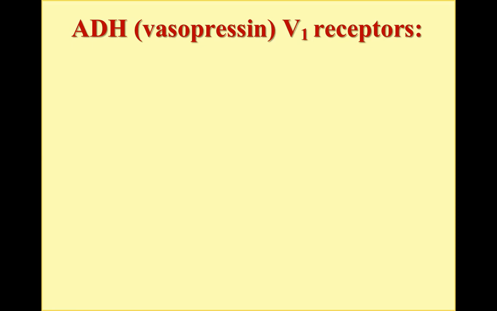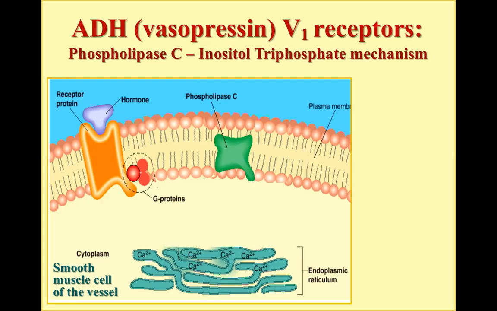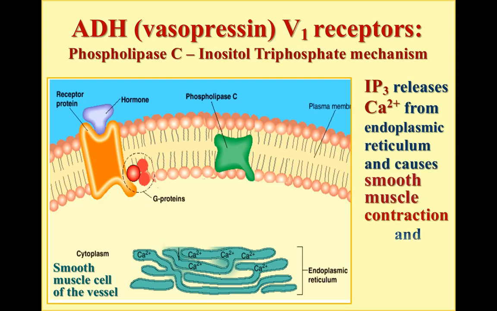But in higher doses, ADH produces the other effect due to stimulation of its V1, vasopressin 1 receptors, which are located in the smooth muscles of vascular wall. These receptors operate through phospholipase C inositol triphosphate mechanism. Inositol triphosphate formed due to action of ADH releases calcium from endoplasmic reticulum and causes smooth muscle contraction and therefore vascular constriction.